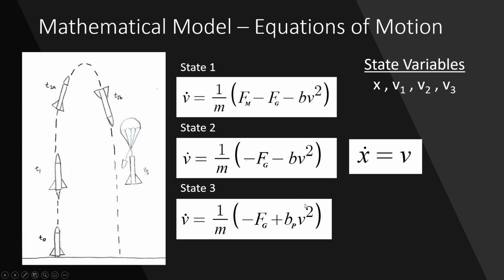Here are the equations of motion that I developed. I figured I would need 4 state variables because x, the position, is universal. However, there is a different velocity for each state, so there needs to be a velocity for state 1, for state 2, and for state 3.